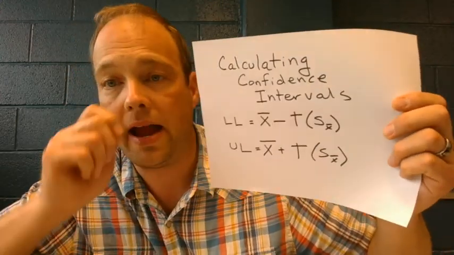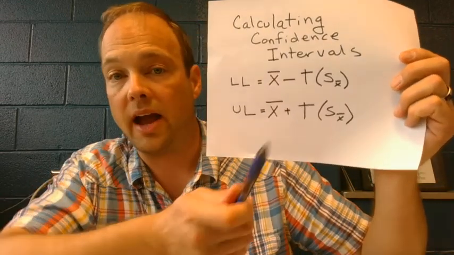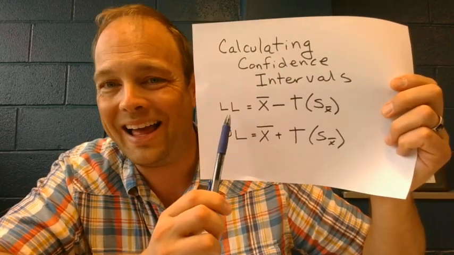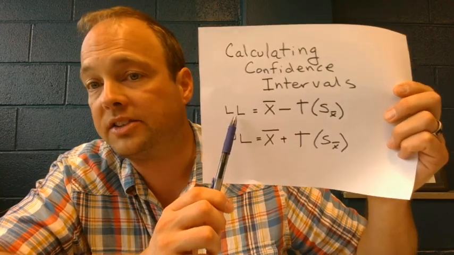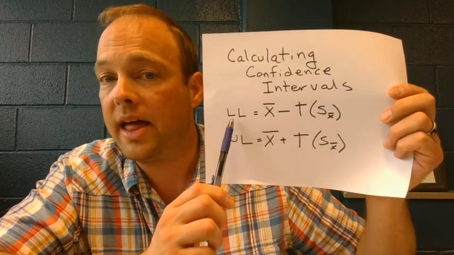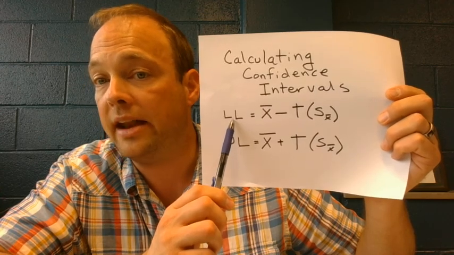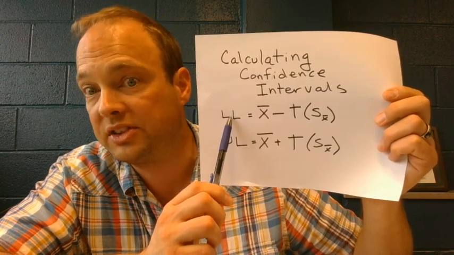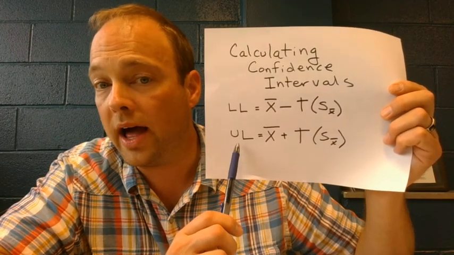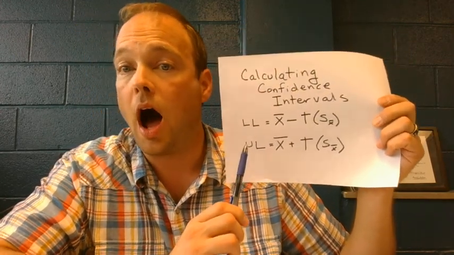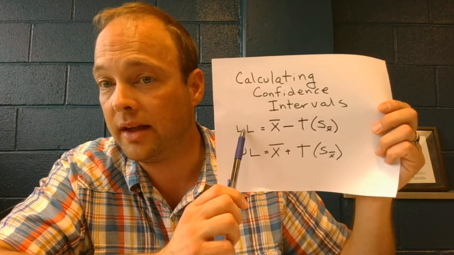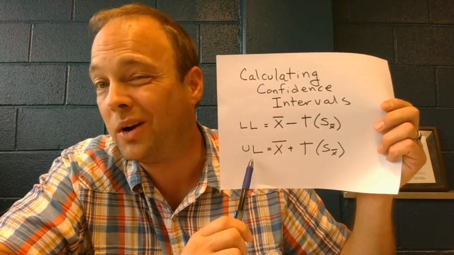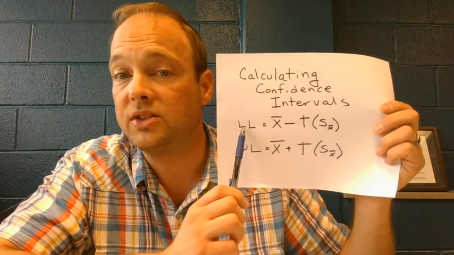Before we get to the calculation of confidence intervals, I just wanted to define what these formulae are. First of all, LL, as you may have guessed from your close reading of Chapter 7, stands for lower limit. That is the number that will be lower than the sample mean, on the left side of the mean. UL stands for upper limit. It is the number that will be on the right side of the mean. What do you think's right in the middle? The mean, right?